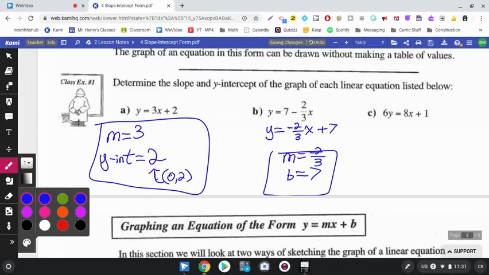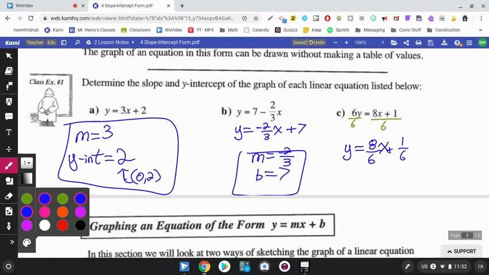Okay, last one, 6y equals 8x plus 1. Well, this is the same situation we just looked at. I need y equals. I don't want 6y equals. So algebraically, you have 6 times y. The opposite of multiply by 6 would be divide by 6. Okay, and that's what I'm going to do. y equals 8 divided by 6. That's going to be a fraction. 8/6 doesn't divide perfectly, so 8/6 x plus 1/6.